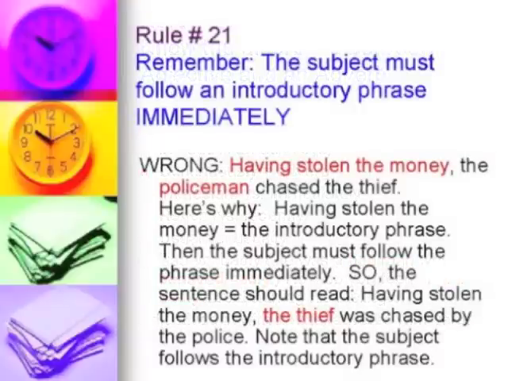Rule number 21. Remember, the subject must follow an introductory phrase immediately. Here's an example of a sentence that's wrong. Having stolen the money, the policeman chased the thief. Here's why it's wrong. Having stolen the money is the introductory phrase. Then the subject must follow the phrase immediately. So the sentence should read, having stolen the money, the thief was chased by the police. Note that the subject follows the introductory phrase.